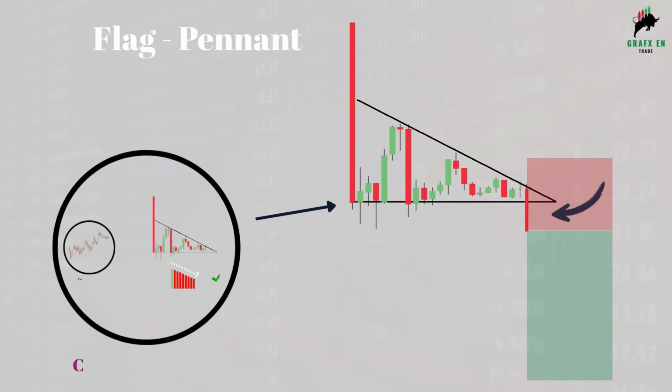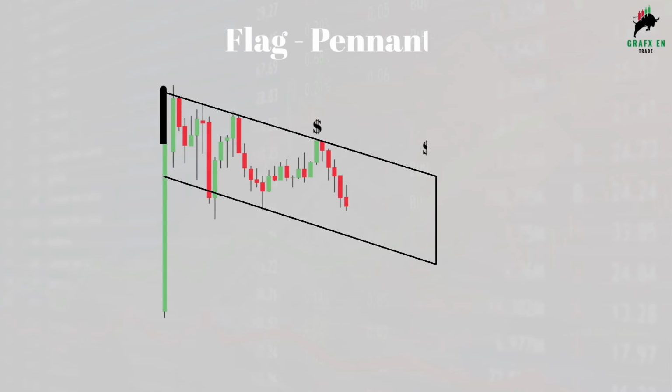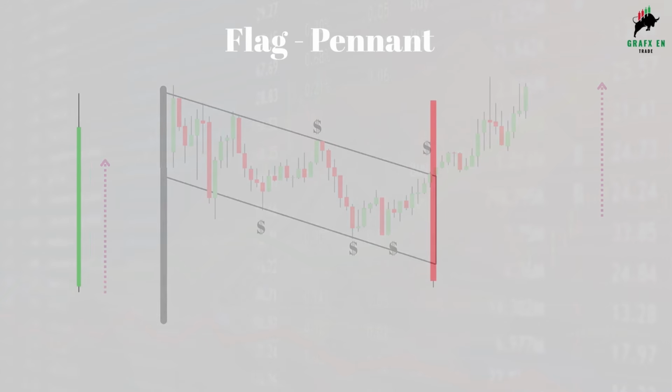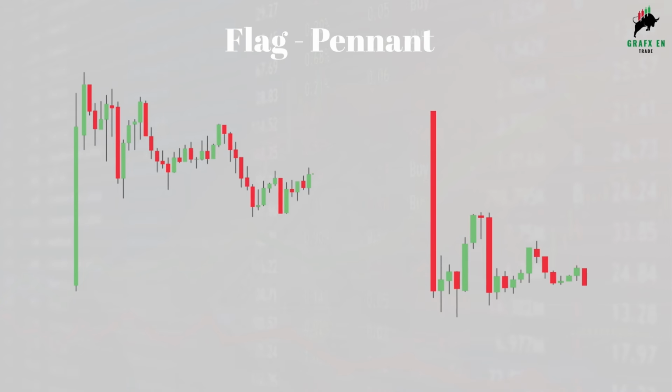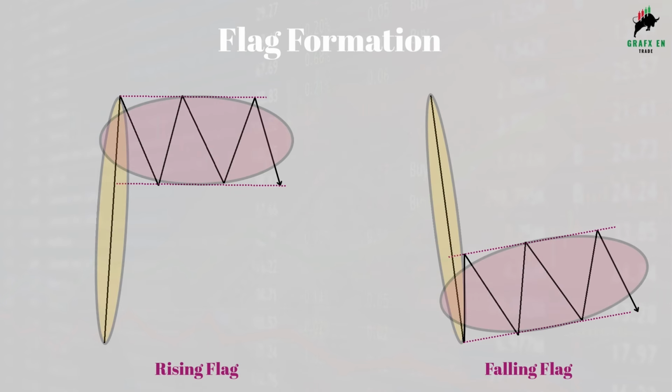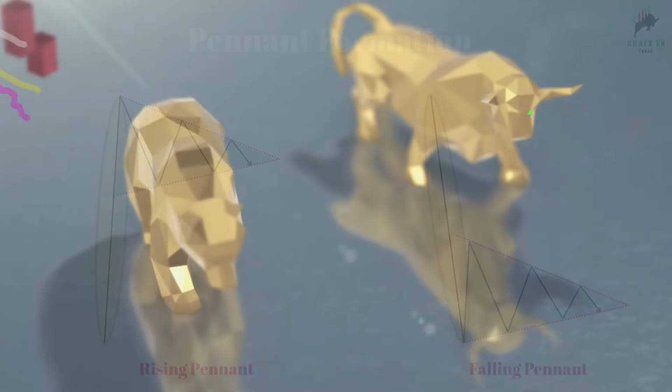In today's technical analysis, we'll examine two of the most reliable trend continuation formations. These formations show that after a strong price movement, the market takes a short pause and is likely to continue in the same direction. If you're ready, after the intro, let's take a detailed look at flag and pennant formations.